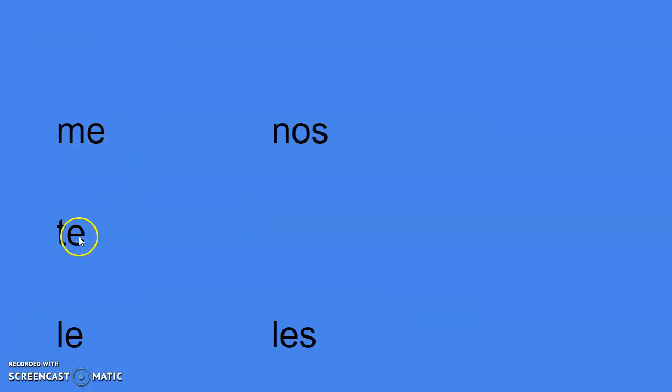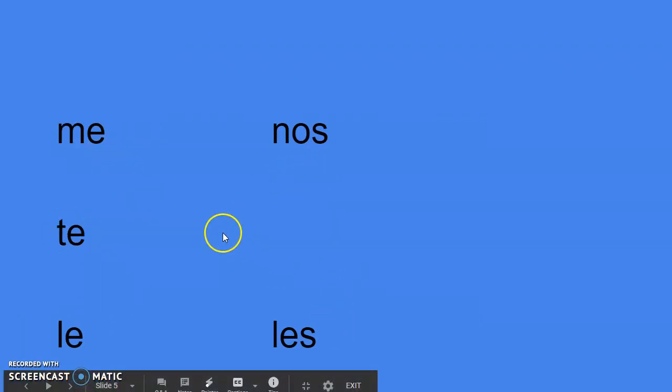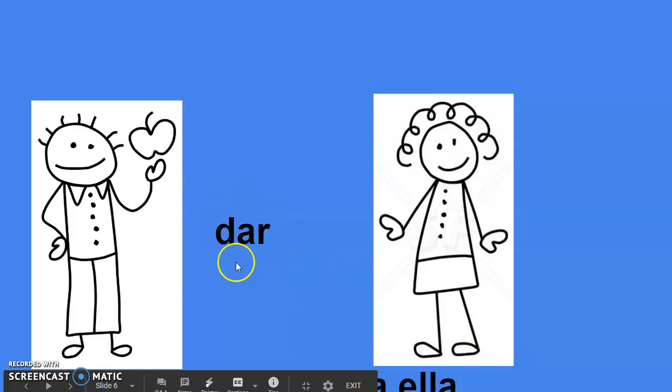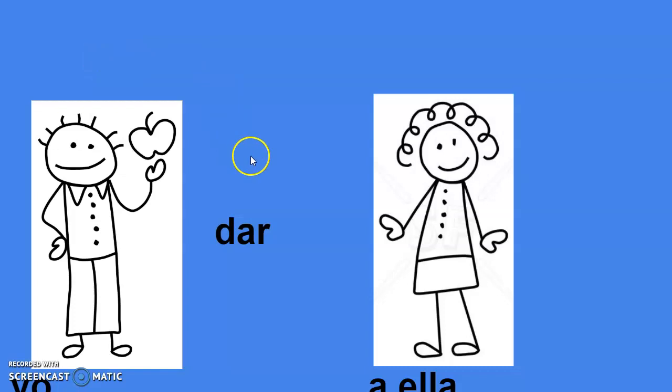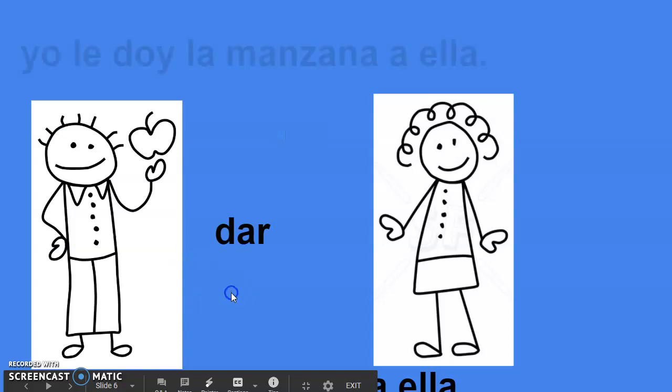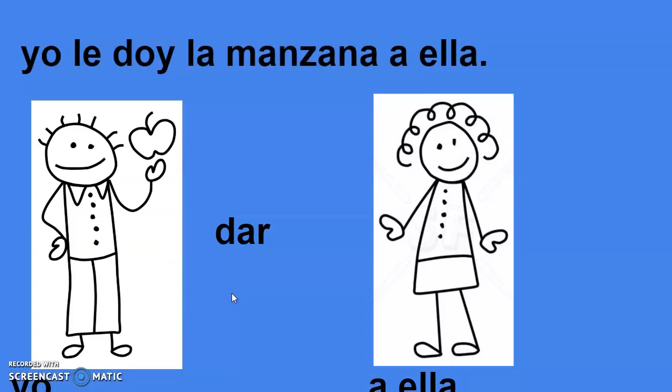So we have me, te, le, nos, les. You remember these. So I want to say I give her a flower. So if I wanted to conjugate dar for I, I would do doy, right? But if I want to give it to her, what would I put in front of it? If you had to pick one of those 5 little pieces of the words that we looked at. So we would say, yo le doy la manzana a ella. This is an emphatic phrase that we use to clarify who this le is referring to. You don't have to have it on there, but it's nice.